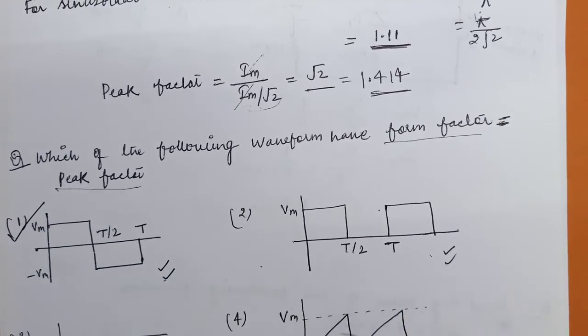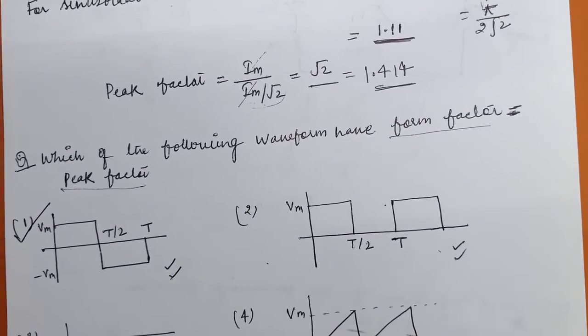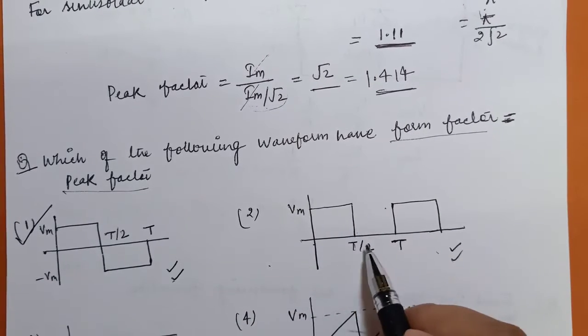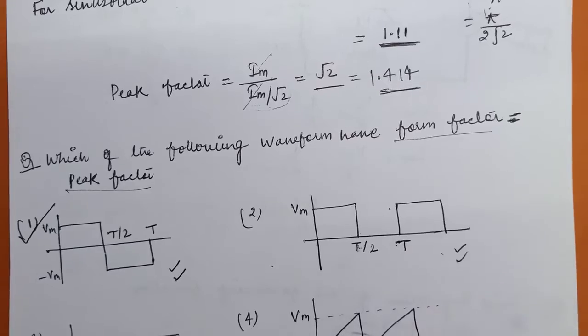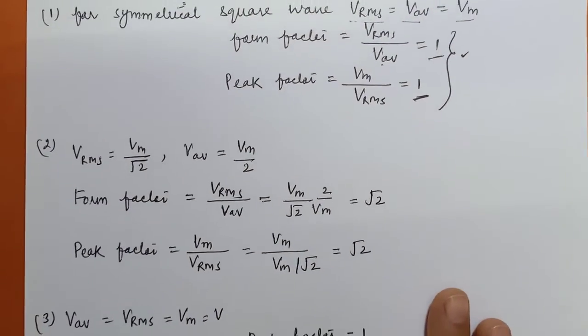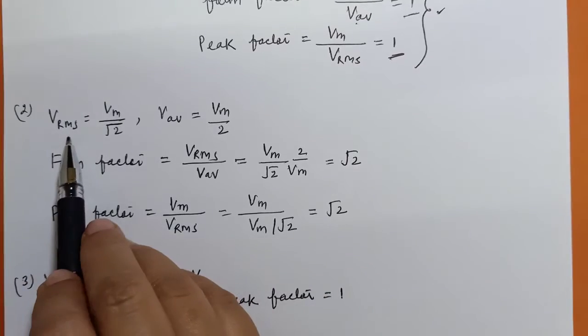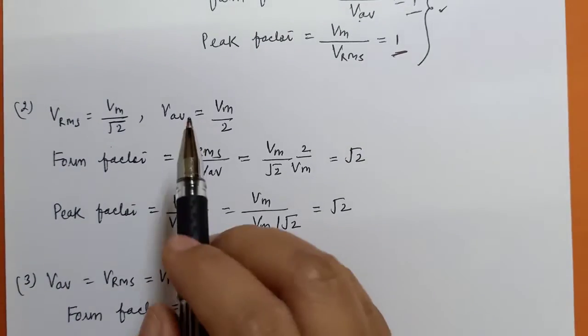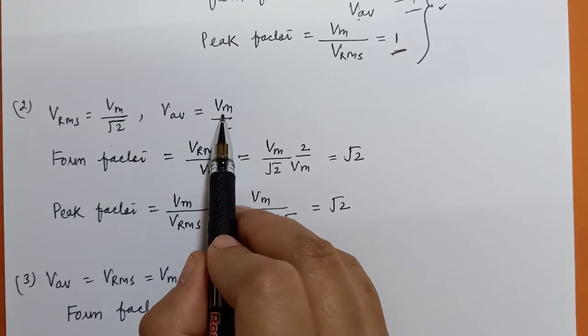Now the second option: an unsymmetrical square wave, which means from 0 to half time period the square wave is there, and from half time period to full time period nothing is there. So for this type of waveform, what is the RMS value? The RMS value is Vm by root 2. Last class we solved this, and the average value is Vm by 2.